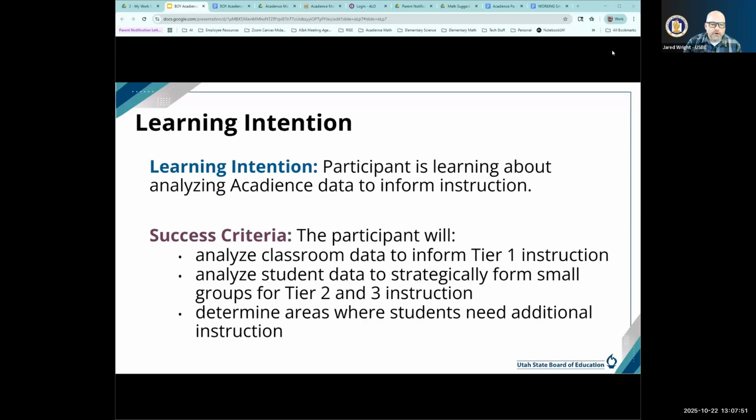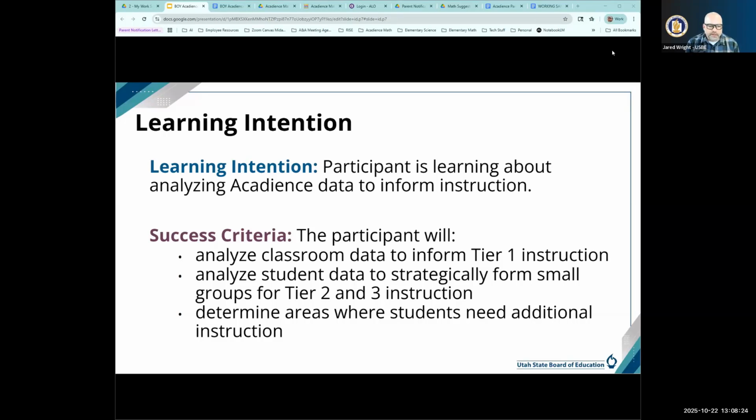All right, so we are dividing this into two. The first part, the learning intention, is that we're going to focus on Acadience data that we look at to inform our instruction, and there are 3 success criteria associated with that. The first is being able to analyze classroom data at a higher level, the composite score level, to inform tier 1 instruction or whole class core instruction.